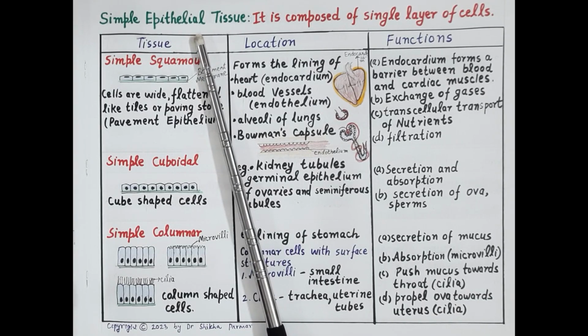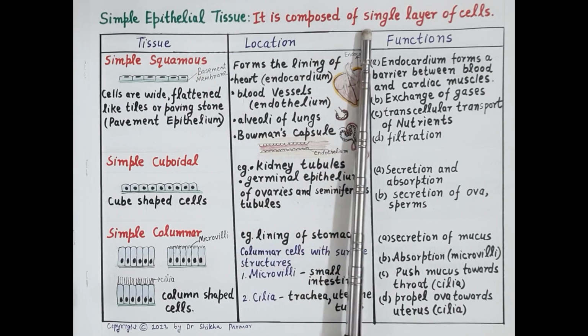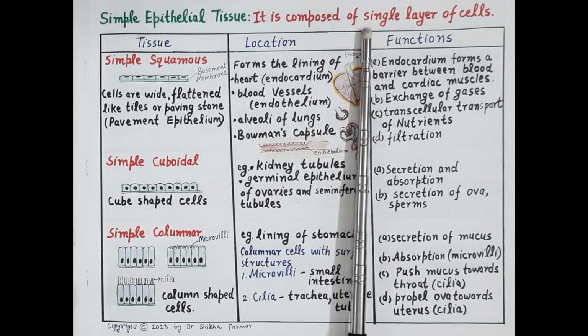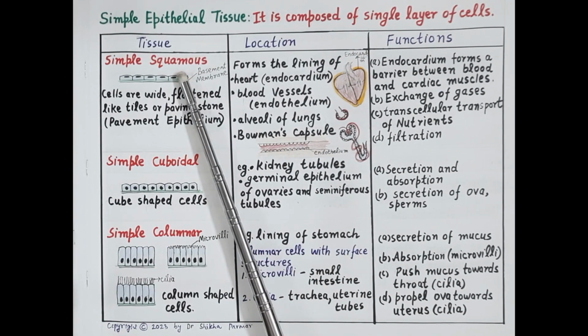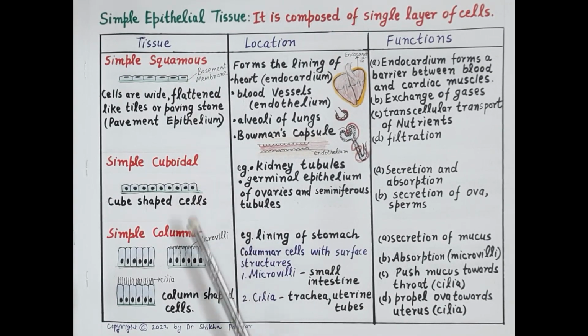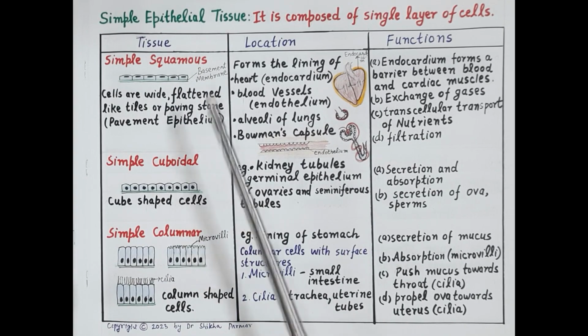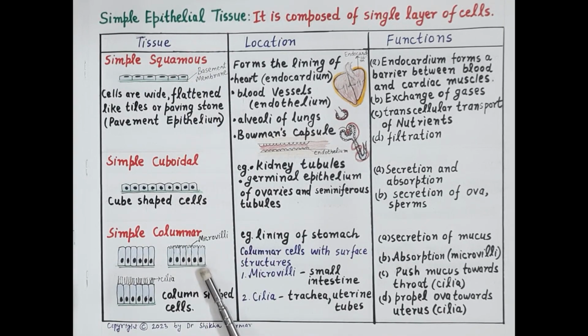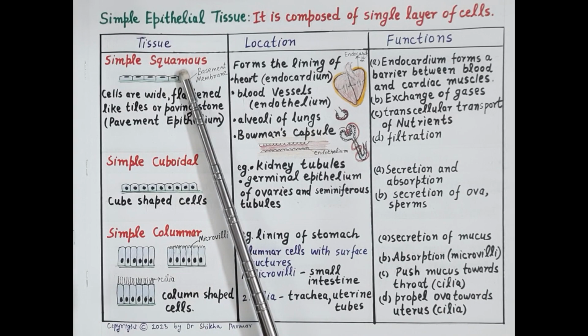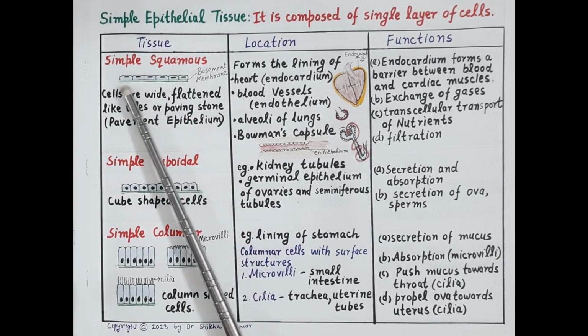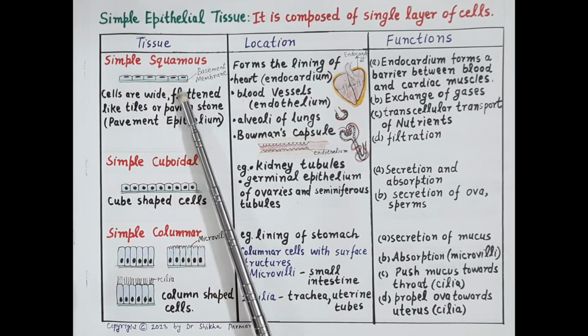Now, simple epithelial tissue is composed of a single layer of cells. It is classified as simple squamous, simple cuboidal, and simple columnar, based on the shapes of the cells. Simple squamous epithelium is composed of a single layer of wide, flattened cells.